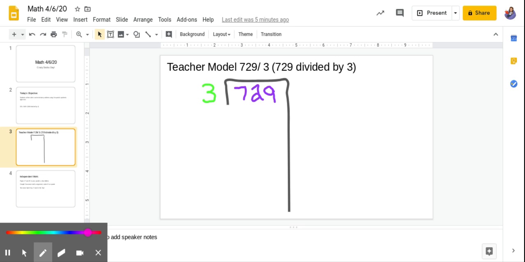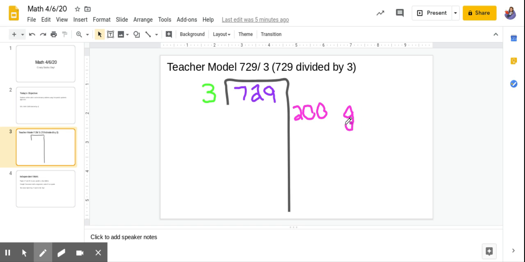Let's keep thinking. Well, I know 3 times 2 is 6, 3 times 20 is 60, and 3 times 200 is 600, and that's super close to 729. So let's record 200 G for groups. Just to save time, I'm just going to put the letter G. And if we multiply 3 times 2, we get 6, but that number is shifting over 2 times. So 3 times 200 is 600.